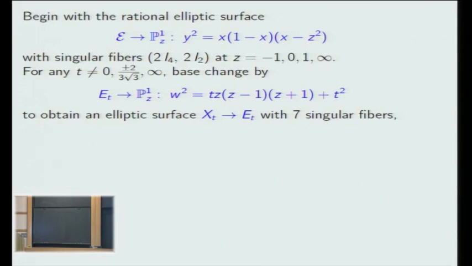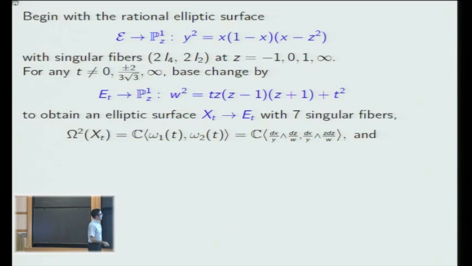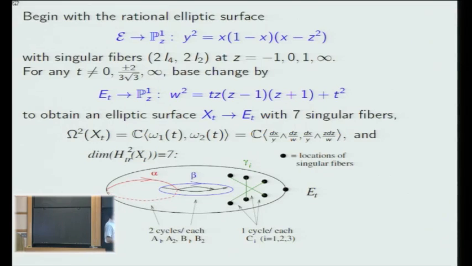Then, for any t that avoids those 4 numbers, you base change, fix t for the moment. T is just a number for the moment. You pull back by this. So they're both going to the same P1 z, so it makes sense to pull back. And what's going to happen is if you look at the singular fibers of this E, 3 of them do not lie over a branch point of this, but one of them lies over a branch point of this, namely the one at infinity. So you get 7 singular fibers. And it has holomorphic 2 forms. It has a 2-dimensional space of holomorphic 2 forms. Again, you can say exactly what they are. They're written down there. And the dimension of H2 transcendental of X_t is 7.